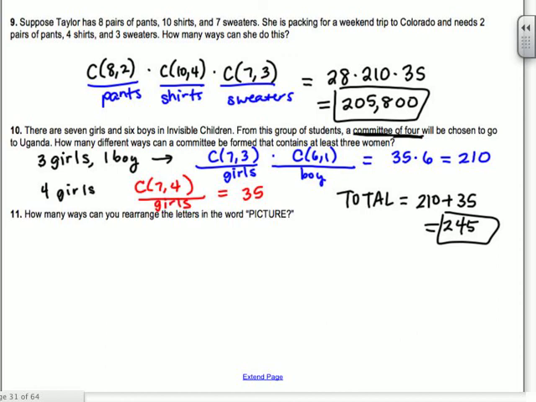Okay, and the last thing we're going to talk about are ways to arrange words. So when you see the word picture, all of the letters are different. None of them are repeated, right? So if you're talking about all these different letters, we have how many letters? 7 letters, right? And they're all different. I might use the word distinct. Distinct means they're all different.